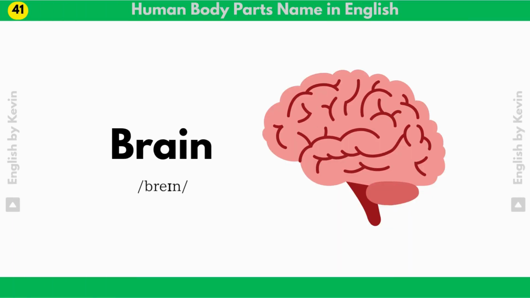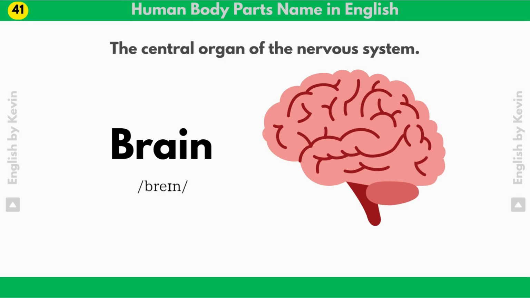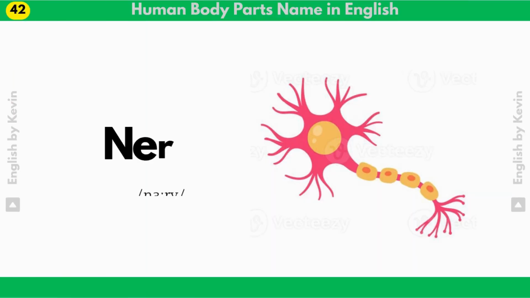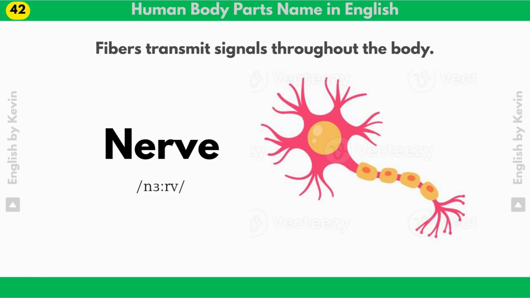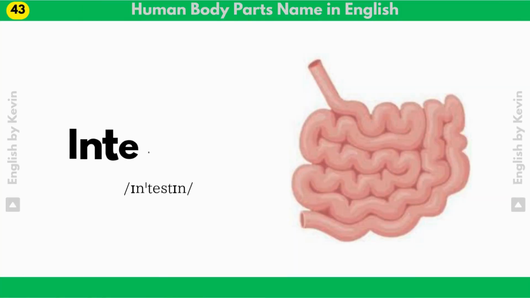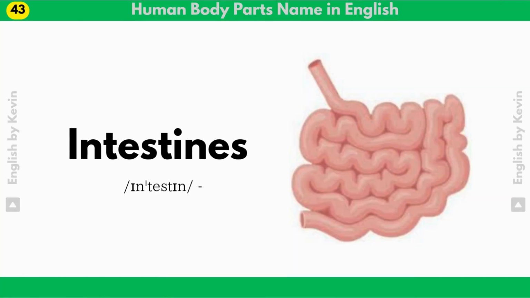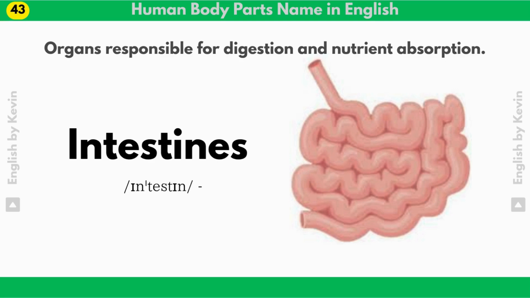Brain. The central organ of the nervous system. Nerve. Fibers transmit signals throughout the body. Intestine. Organs responsible for digestion and nutrient absorption.